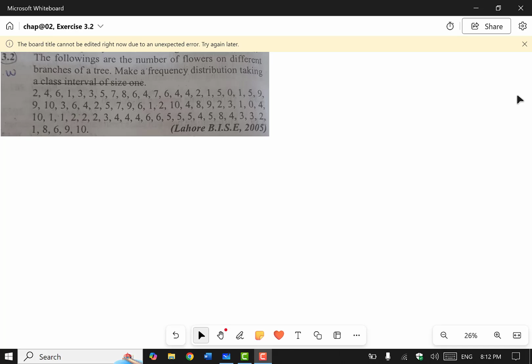Today we are going to solve exercise 3.2 of chapter number 2, that is presentation of data. Reading the question, the following are the number of flowers. Number of flowers we always get by counting process. When we do counting we get number of flowers. That is why it is discrete data. Data is discrete in nature.